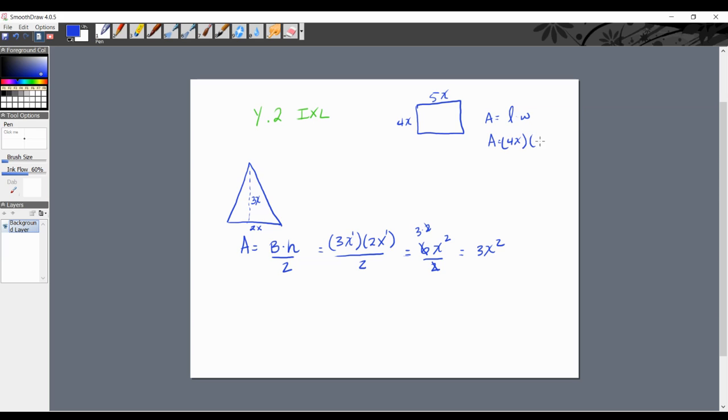And you have to remember that the 4x and the 5x both have exponents that are 1. And the area of this problem, we multiply the 4 and the 5, we get 20. And x to the 1 and x to the 1 is an exponent rule, and that makes 20x squared. So that's how you find the area of a triangle and the area of a rectangle.